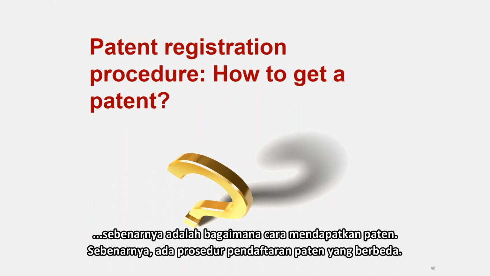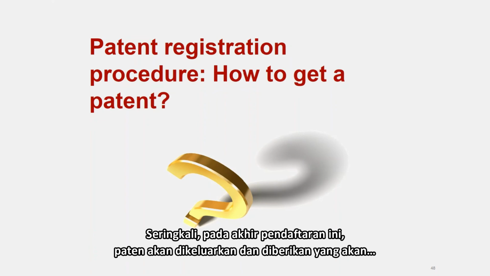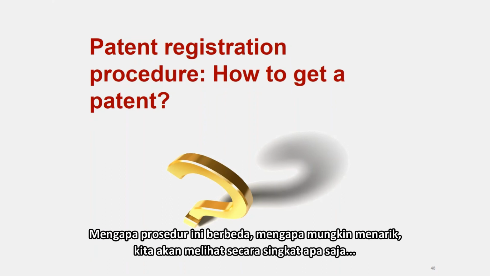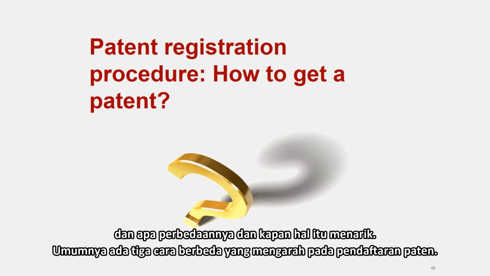The part which we did not discuss up until now is how to get a patent. In fact, there are different patent registration procedures, and most of the time, at the end of this registration, a patent will be issued and granted that will have exactly the same effect as if we had used other ways of protection. So we will see in short what they are, what the differences are, and when they might be interesting.